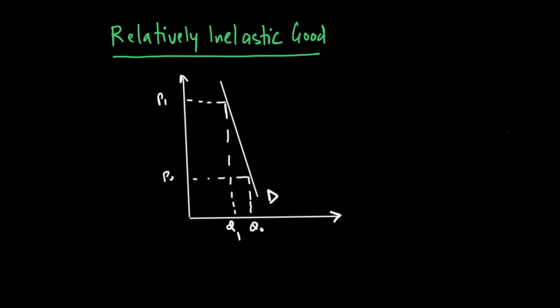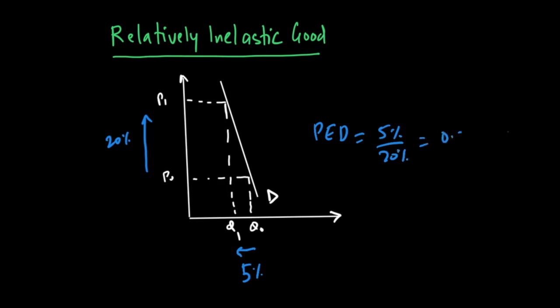When the good is relatively inelastic, we have a downward sloping demand curve, but this is a demand curve which is very steep. You can see that the price goes up by, let's say, 20%, and the quantity is falling by not that much, let's say only 5%. So my PED value will be 5% over 20%, which is 1 over 4, or 0.25.